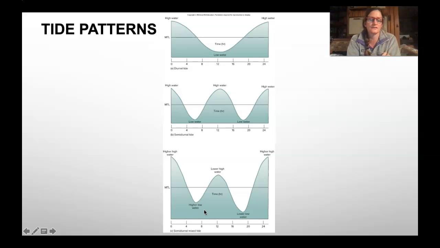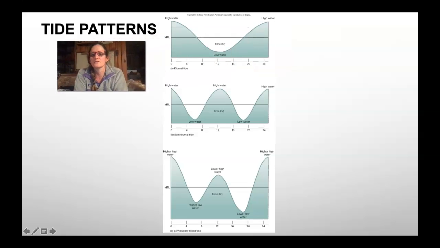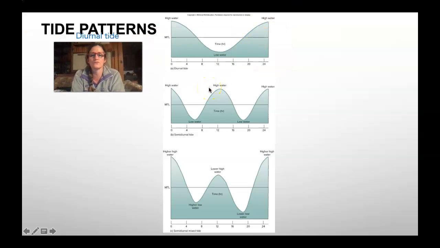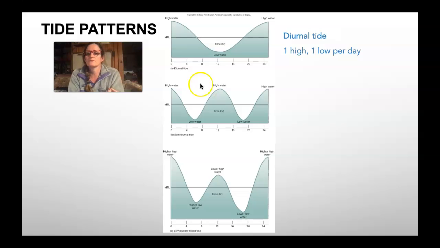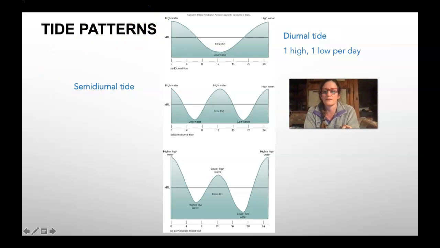All right, here's the different tidal patterns. Move my face over here. Okay, so the first one is a diurnal tide. That's one high and one low a day. And then, now my face is in the way again. Sorry about that. The semi-diurnal tide, where it's semi-daily. So it's two highs and two lows per day.